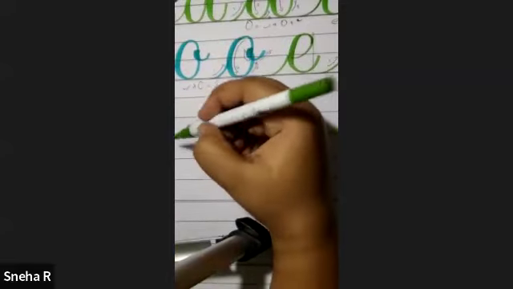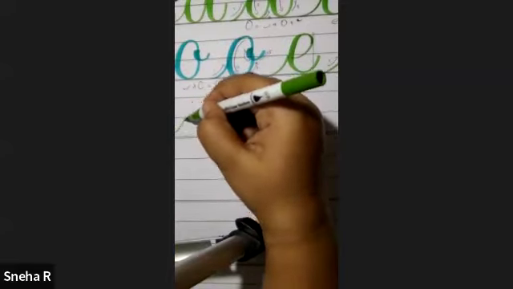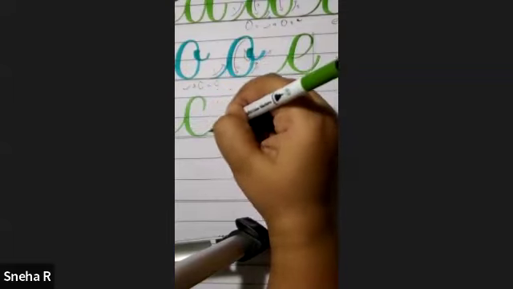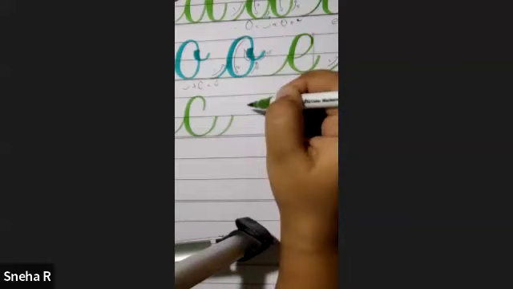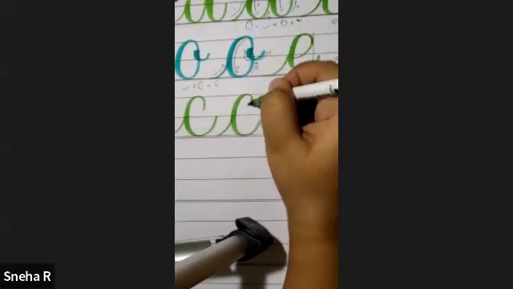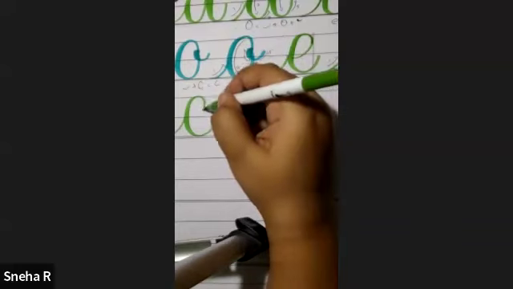I'll do the C. Entry stroke, half oval. Entry stroke, half oval. If you want, you can add a small dot here to make it a bit interesting.